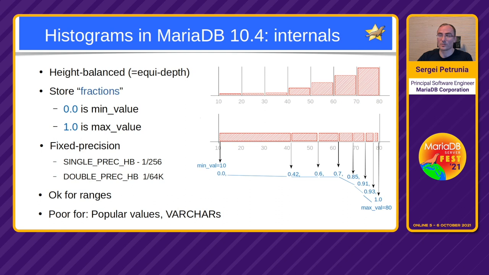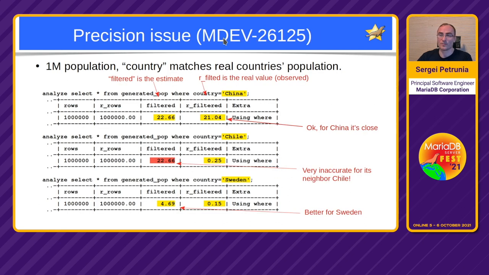There is a very good demonstration of this issue in this MDEV, where I have generated a 1 million population of, say, users with a country field, and the distribution of the country field matches real countries' population. So as if people are coming from all over the world, and there will be more people from China than, say, from Switzerland. And then I try to collect the histogram and see how well it predicts the selectivity of the WHERE condition. I run the analyze command, it gives me rows, there is 1 billion. The optimizer expects to find 1 billion rows and it actually gets 1 million rows.